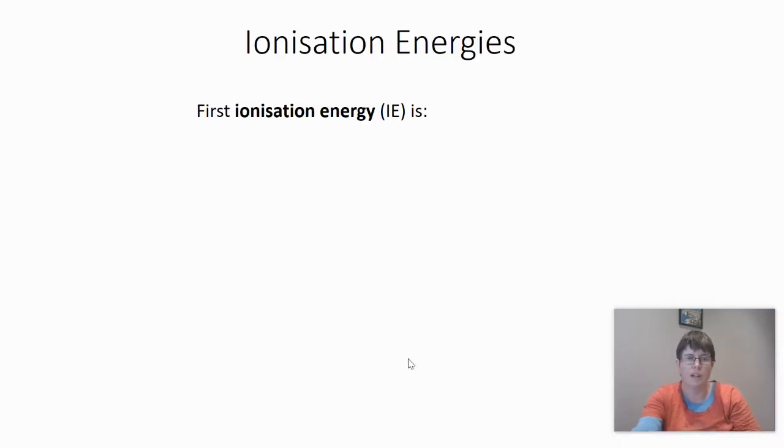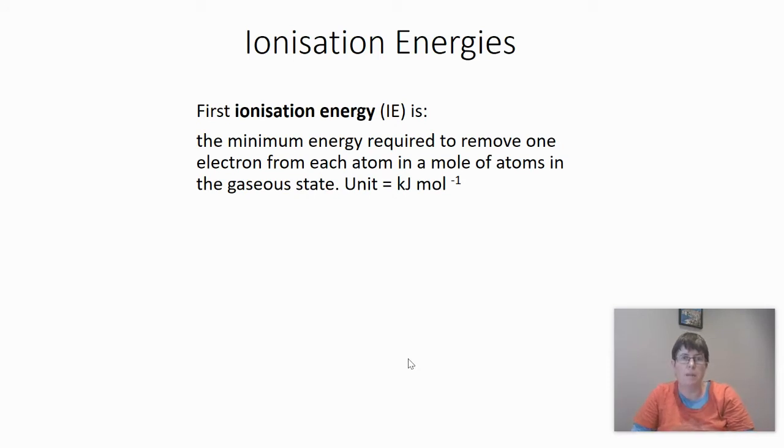So the first ionization energy is the minimum energy required to remove one electron from each atom in a mole of atoms in the gaseous state. So it's an amount of energy per mole, and so the unit is kilojoules per mole.